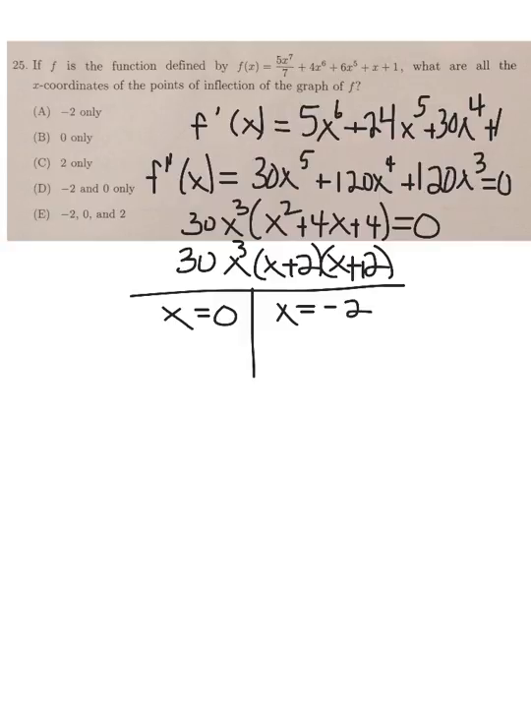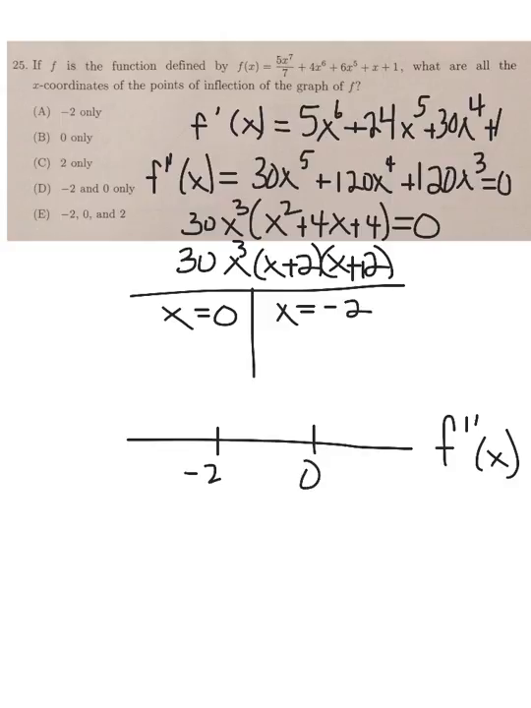Now remember, we have points of inflection when our second derivative changes sign, and it doesn't matter whether it goes from positive to negative or negative to positive. So negative 2 and 0. And then if I were you, I would just plug in any values that you want. And I would always plug it into the most factored part of the second derivative. It just makes life a little bit easier, I think.